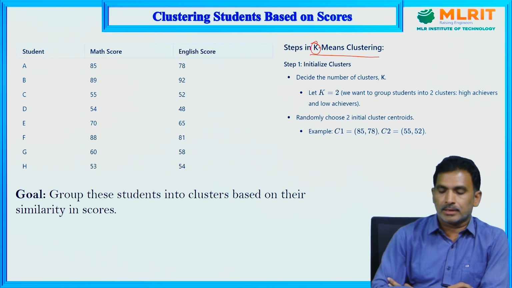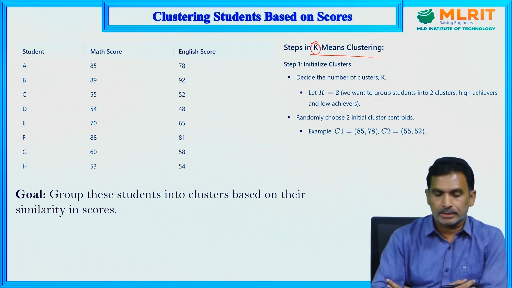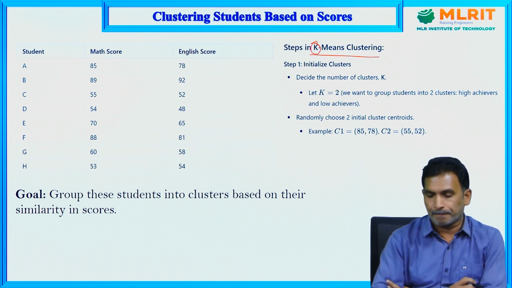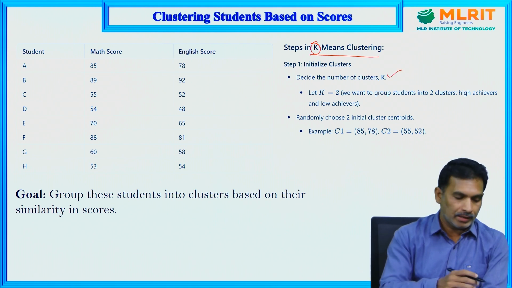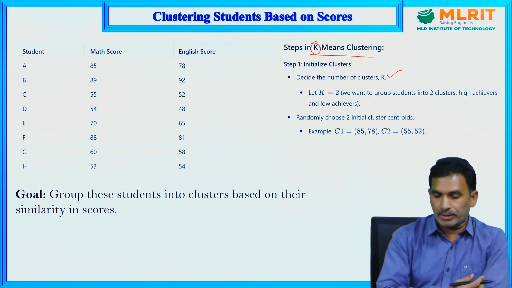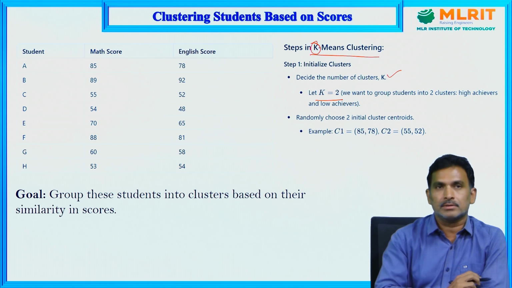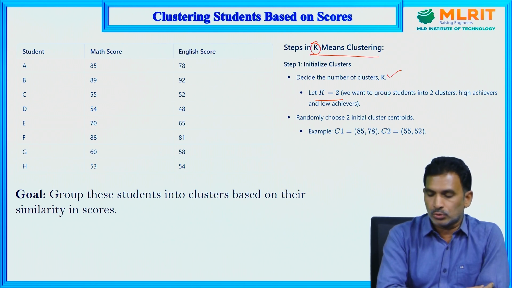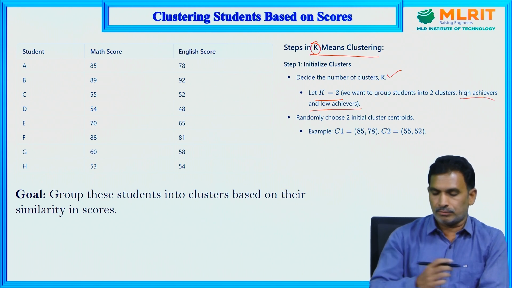So in this case, how are we going to start, and how will we make these data points into different clusters? First we have to decide the number of clusters. Like we have this many students, and how many groups do you want to make these students into? That needs to be decided. Suppose the K value, the number of clusters, is 2. That means we want to group the students into 2 clusters, which you can rename as high achievers and low achievers.